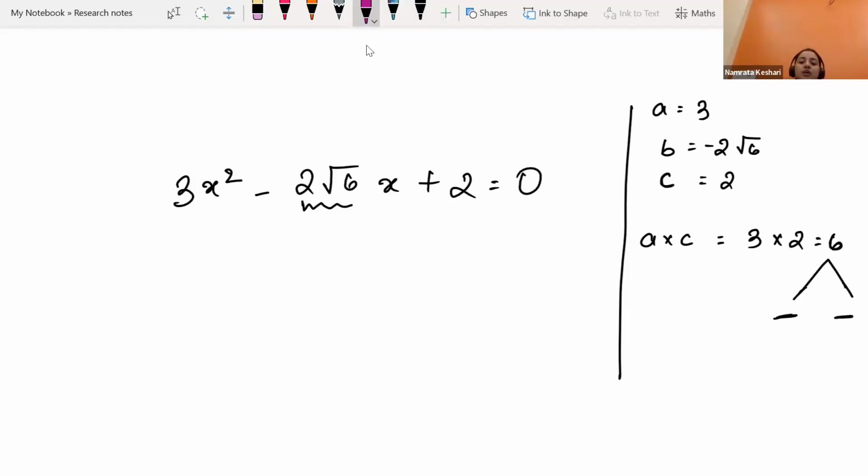What we need to think over here is that when the square root is reflecting in the middle term, then while doing the factorization we are searching for two such numbers which multiplied together generate 6, and added or subtracted together must generate this one, right? You want two such numbers which added or subtracted together must generate 2 root 6. So both numbers must have root 6 along with them, right?